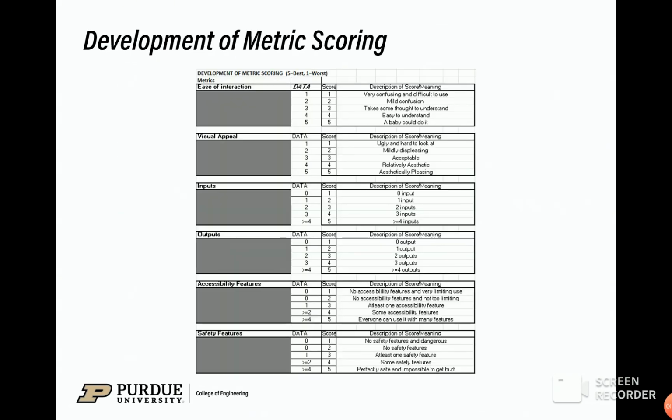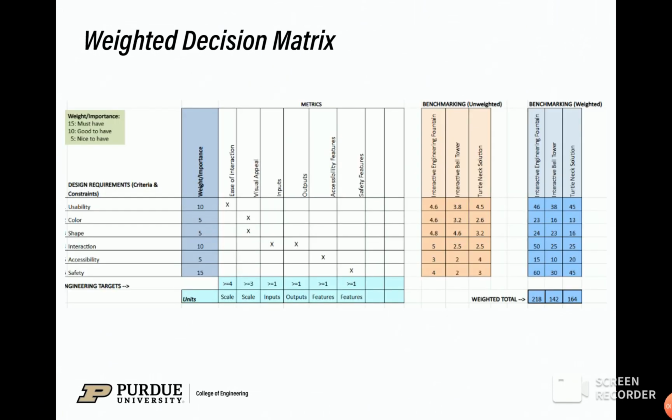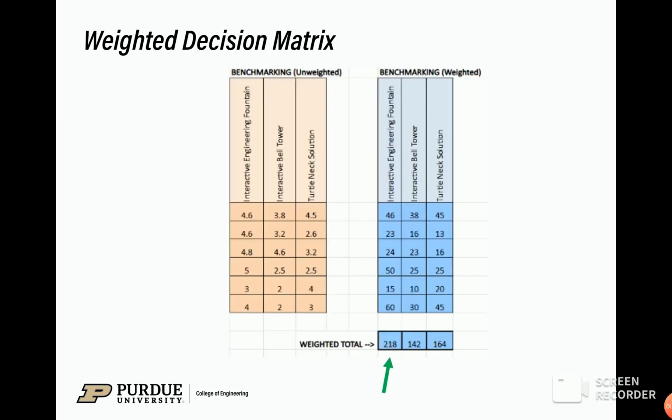After collecting our test results, we organized all the scores in a metric scoring table. This helped standardize what each score meant from 1 to 5. We then placed the scores in a weighted decision matrix where each criterion was assigned a weight based on importance. Applying these weights allowed us to compare the designs more realistically. The interactive engineering fountain scored the highest overall, making it the strongest choice for our final design.